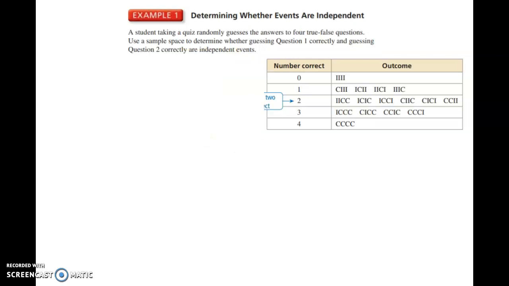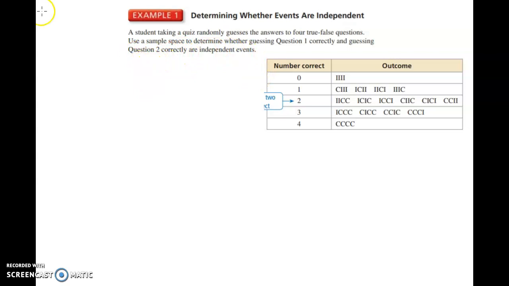So example one, determining whether events are independent. A student taking a quiz randomly guesses the answers to 4 true or false questions. Use the sample space to determine whether guessing question 1 correctly and guessing question 2 correctly are independent events. The first thing is we should be able to tell just by reading this if it's independent or dependent. If you get question 1 right, that does not have any impact on whether you're going to get question 2 right. So these are independent, and we can see that right away, but we are going to prove to ourselves that it's independent.